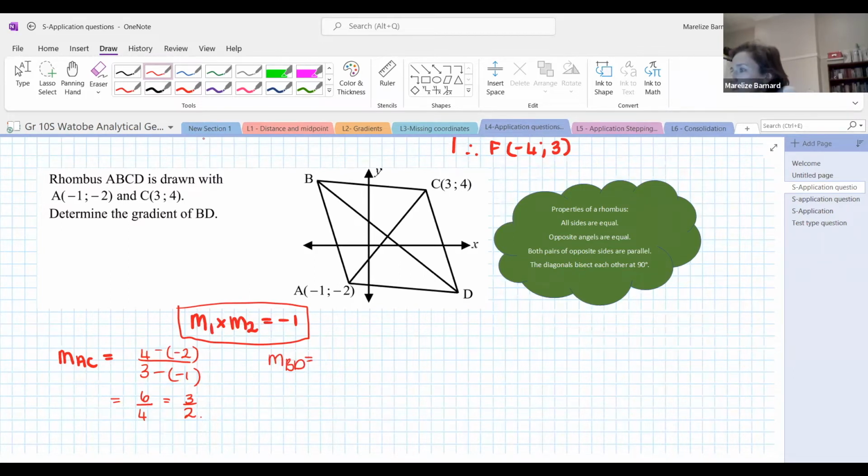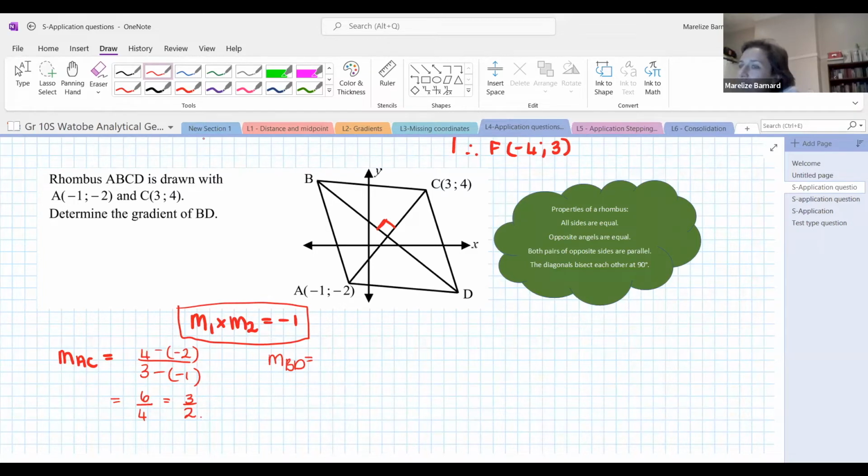Remember that we said the diagonals of a rhombus are perpendicular. So if the gradient of AC, which is the one diagonal, is 3/2, what is the gradient of BD? No, it's not 3/2. It's not 3/2 because they are not parallel. They are perpendicular.